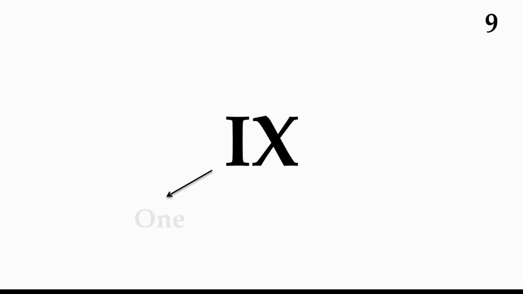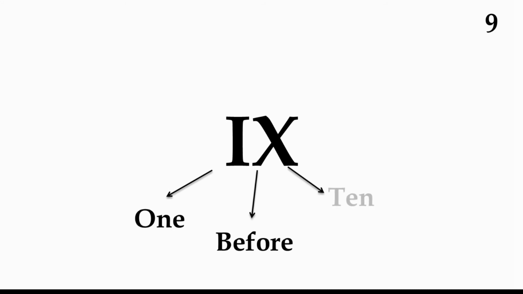And then once we get to 9, we're going to do the same thing, and we're going to look at 10 first. And 10 is X. So the way to remember how to do 9 is exactly the same. It's just 1 before 10. Super easy. So I'm just going to recap now.